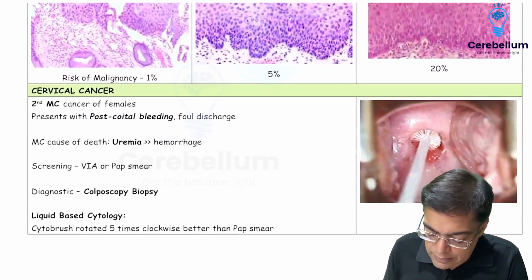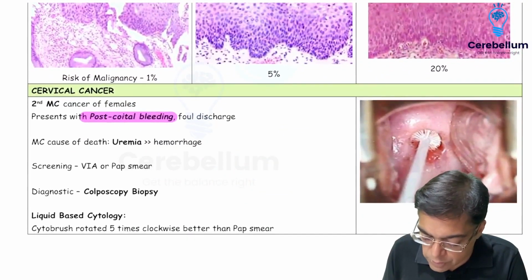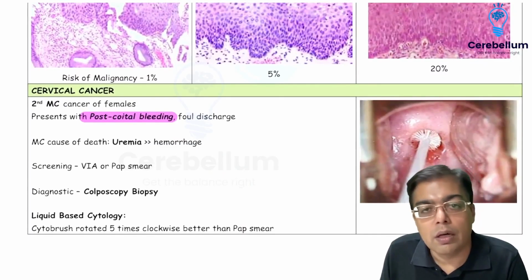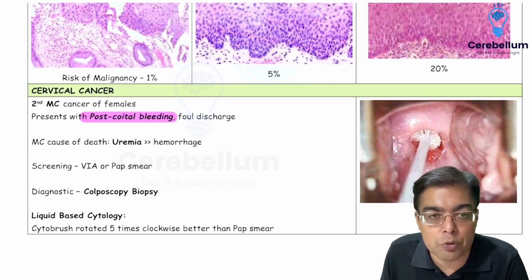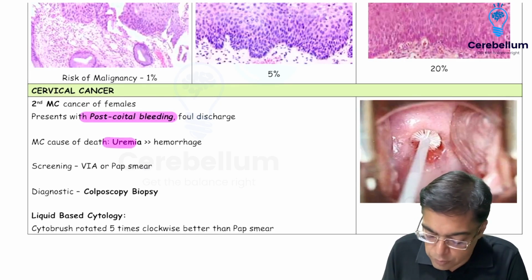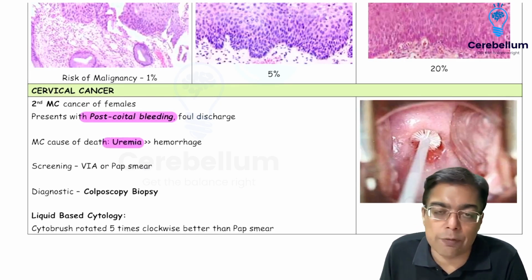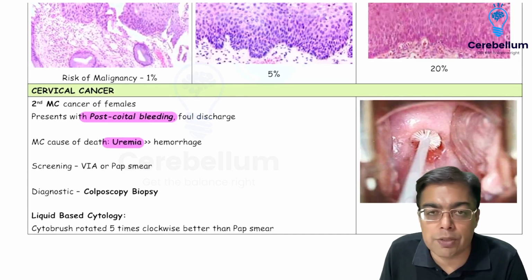So far as cervical cancer is concerned, this is going to have a presentation in the form of a postcoital bleed. Earlier, it was the number 1 cancer in females in our country, but now it is number 2. The number 1 happens to be breast cancer. This cancer is notorious for spreading to the level of the kidneys, because of which there can be renal dysfunction or failure, as a result of which the patients die because of uremia. Screening, of course, can be done with the best method being visual inspection after acetic acid application.